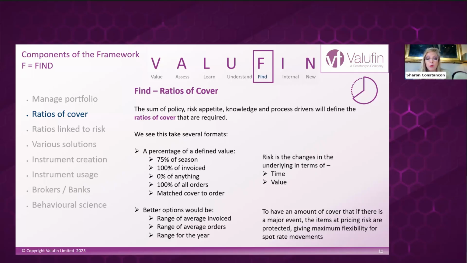A very typical one we see is 75% of, and I use the word season. It could be a half year, it could be a quarter year, it could be of invoiced value, it could be of anything they define. Now, unfortunately, we see a lot of Forex policies that say 75%, but they don't say of what. And therefore, if you've got a treasury manager who is rogue, the risk is the policy will not stand up to any activity they do because it's not clearly defined enough.